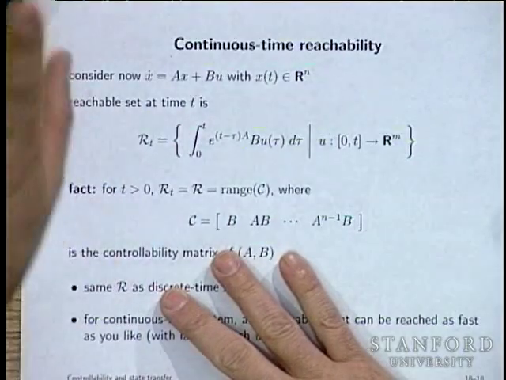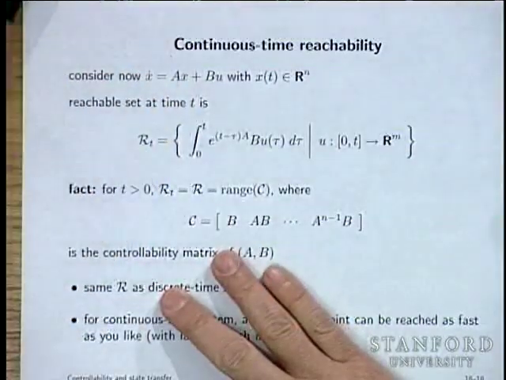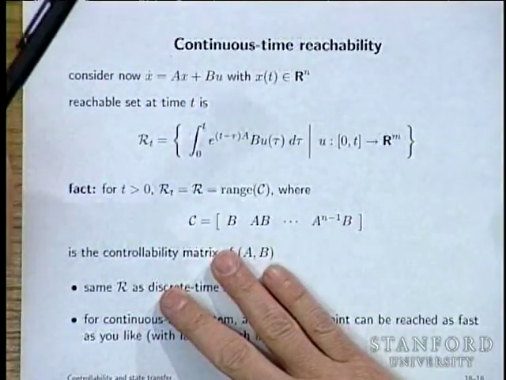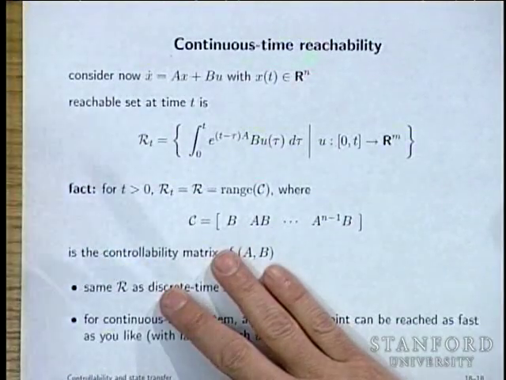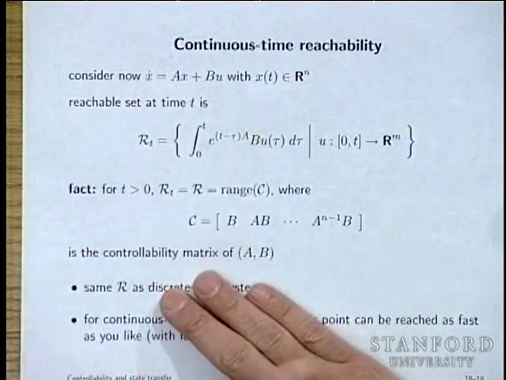Actually, in some ways it's going to be uninteresting. That's the interesting part about controllability in the continuous time case. So, okay, all right. So we have x dot is Ax plus Bu.